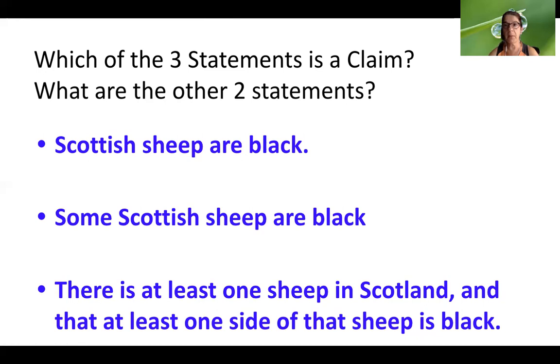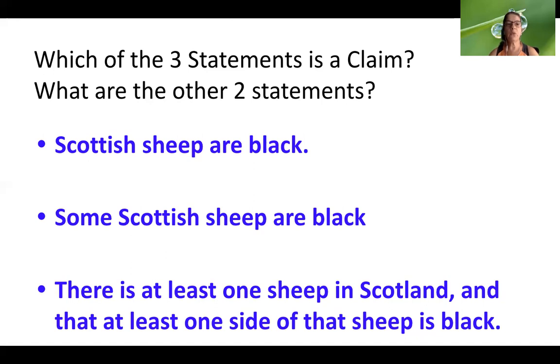We saw one, but there could be more. So there's at least one. And they saw one side of that sheep being black, so at least one of its sides is black. The other one could be black or not. That's all we know. The other two statements are hypotheses.